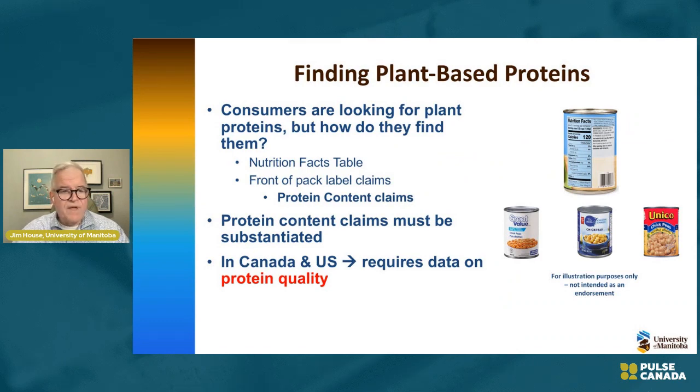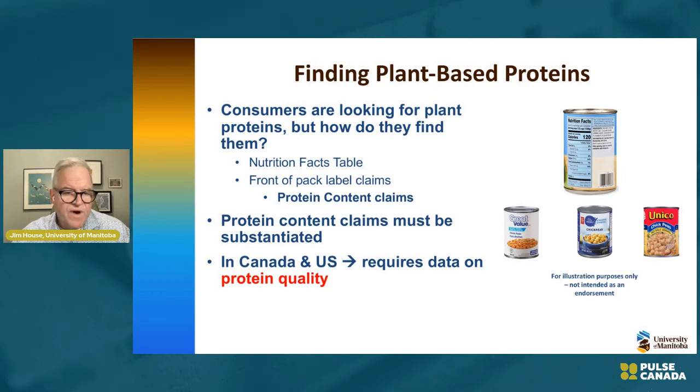So how do we find plant-based proteins? Well, consumers are looking for them, but how do they find them? Certainly they can look at the nutrition facts table and get a sense of how much protein is in a serving. I've just given a couple of examples of whole chickpea products that are available on the marketplace. But certainly the nutrition facts table only really tells you how much protein is in it. It doesn't really give you an assessment of the quality of the protein.